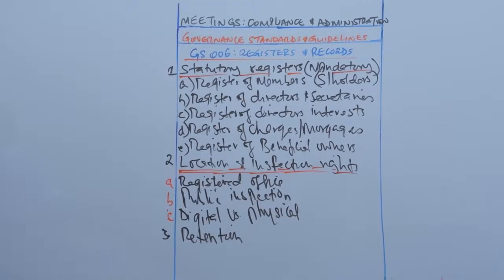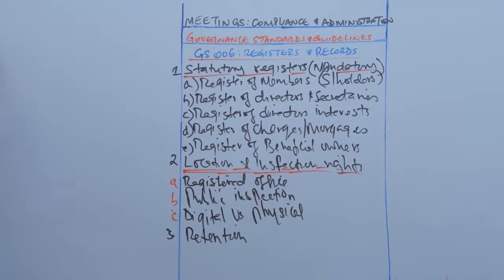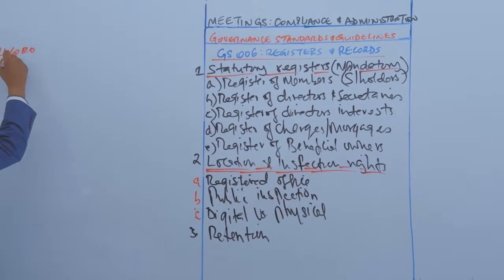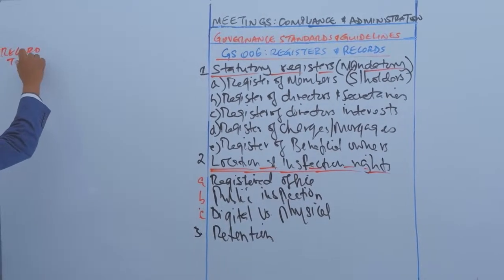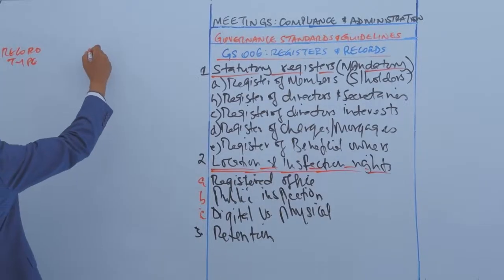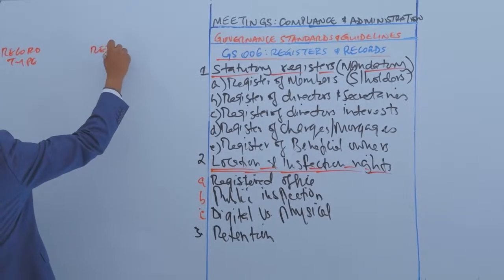We are going to have the benchmarks here. Let's have a column for record type, and then another column for retention period.